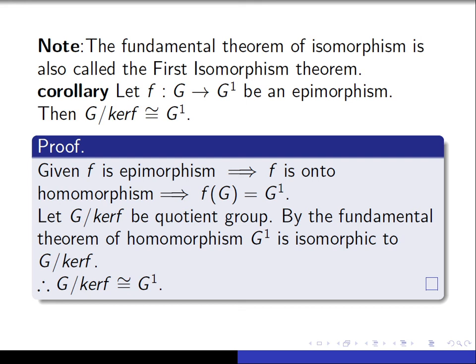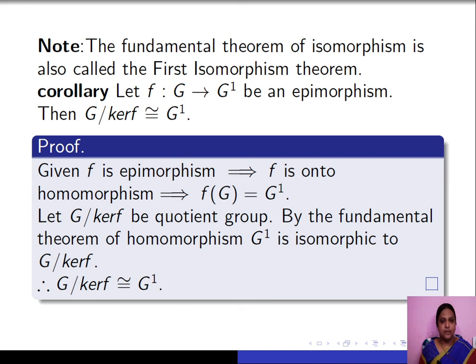Now let us take the corollary. Let f from G to G dash be an epimorphism, then G by kernel f is isomorphic to G dash. What is meant by epimorphism? An onto homomorphism is called an epimorphism. Here we need to prove that G by kernel f is isomorphic to G dash. We know if it is onto, G dash is nothing but the homomorphic image. Let us see the proof.